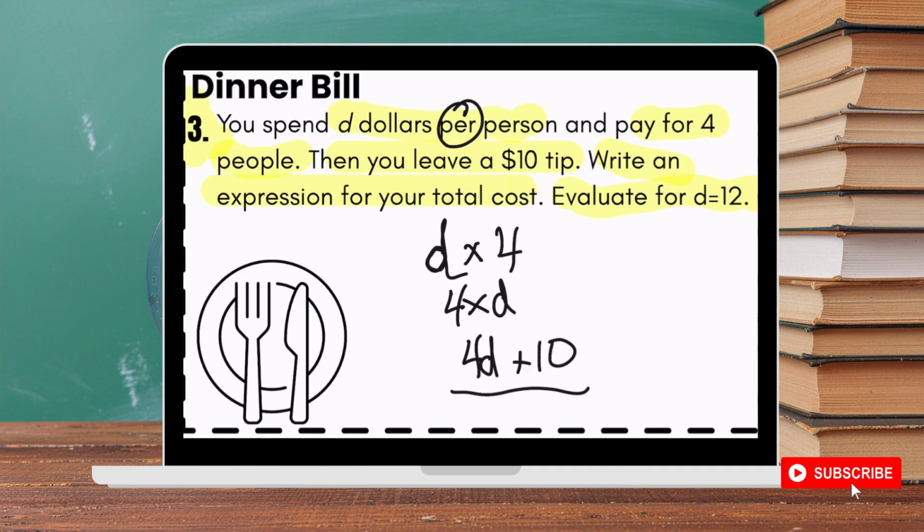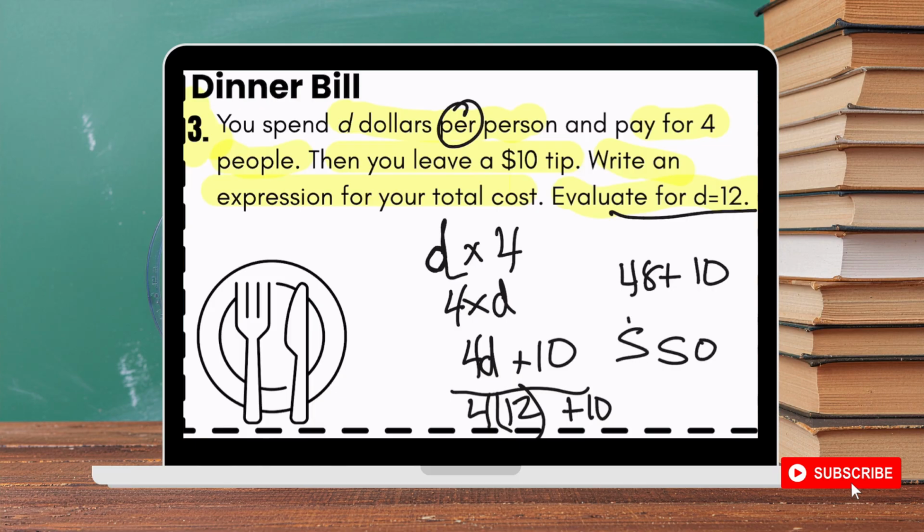So it's d dollars per person plus a one-time flat rate of $10 for the tip. I don't have to do a tip for each person. That's on the total cost of the bill. So our expression is 4d + 10, and now I can evaluate it. d equals 12, so each person spent $12. So I'm going to do 4 times 12, which is 48. And then 48 plus 10 gives me the total cost of $58.